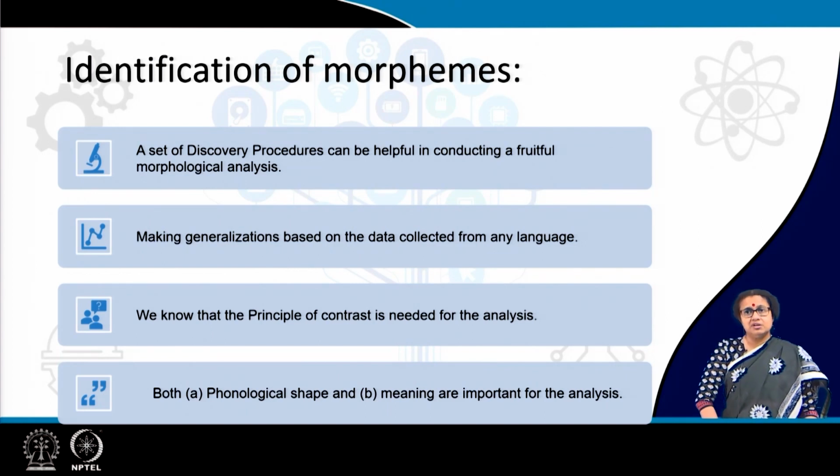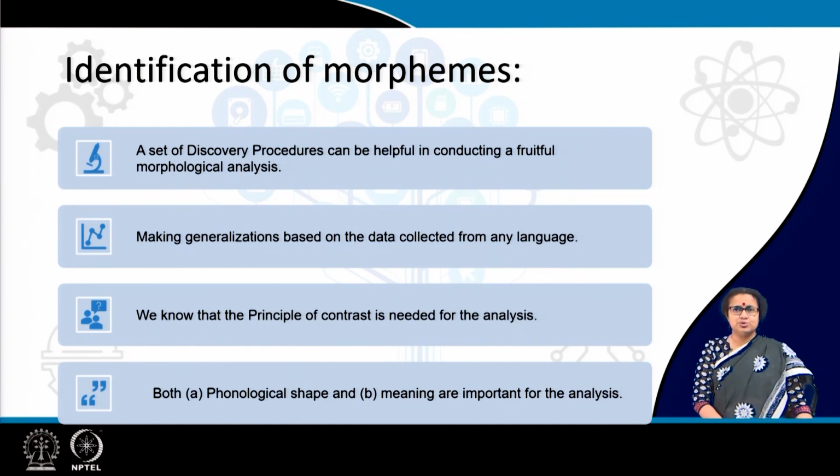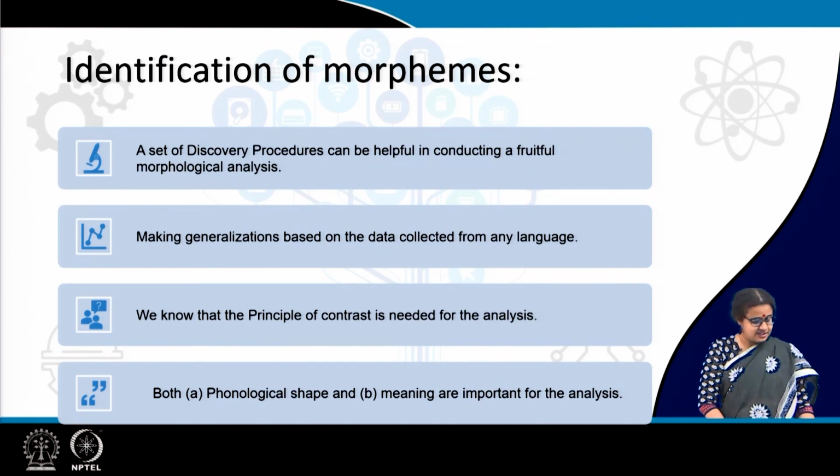If you remember, in the last class we talked about the principle of contrast, which is very much needed for the analysis. So, what do we mean by the principle of contrast? We need to understand both the phonological shape and meaning of the morphemes. So, we have to consider both in order to figure out whether these are important components of the target morphological analysis.